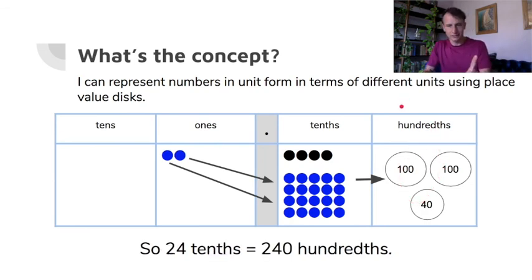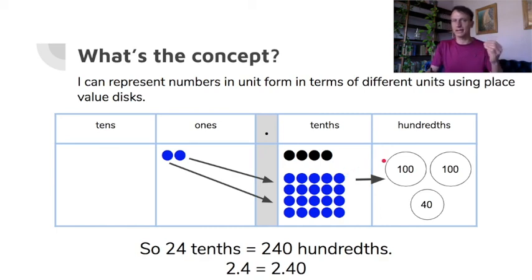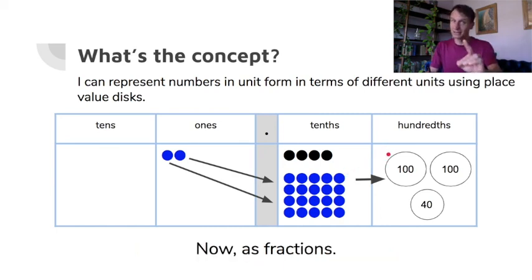Now, see that? This is key to this lesson here. 2.4, 2 and 4 tenths, can also be expressed as 24 tenths or 240 hundredths. Equals, equals, equals. There we go. 2.4 equals 2.40. 2 and 4 tenths equals 2 and 40 hundredths. Got it? Now that you got that, let's see if you can do it in fractions.